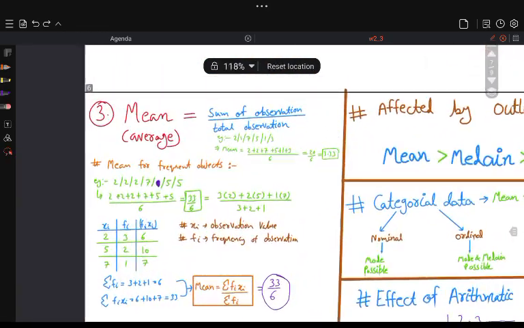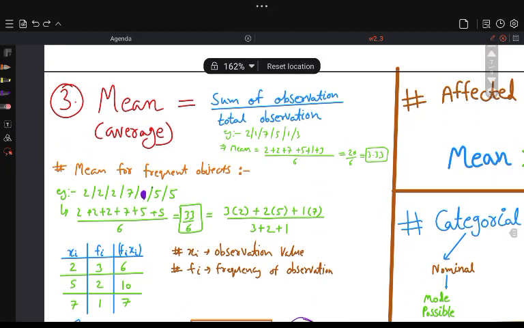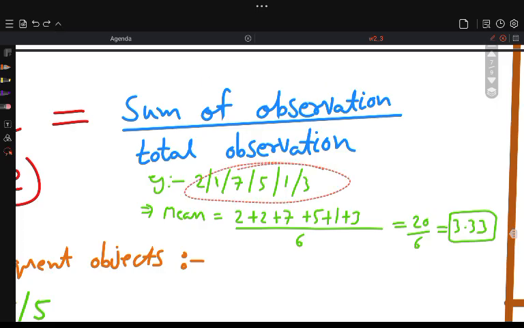So see, mean or the average, it is the sum of observations divided by total observations. We must have read about this topic in our lower classes also. Sum of observations divided by total observations. By taking an example, see, this is the data from any data set.